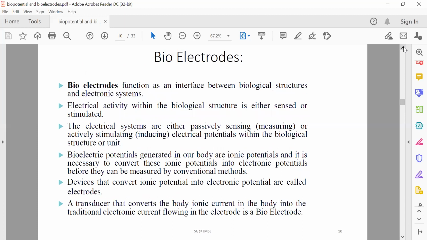The electrode and electrolyte interface will be discussed next day. If you have any confusion till now, you can ask me now. Do you have any confusion? No, sir. Okay.